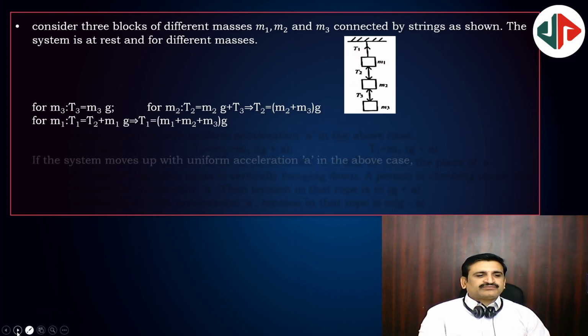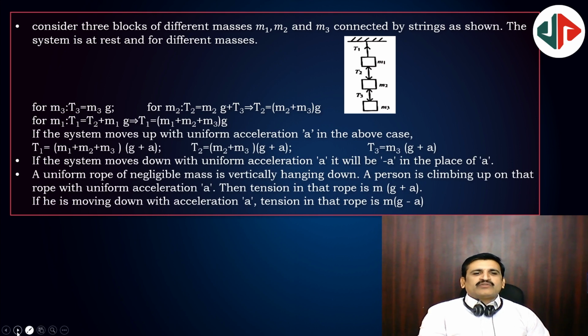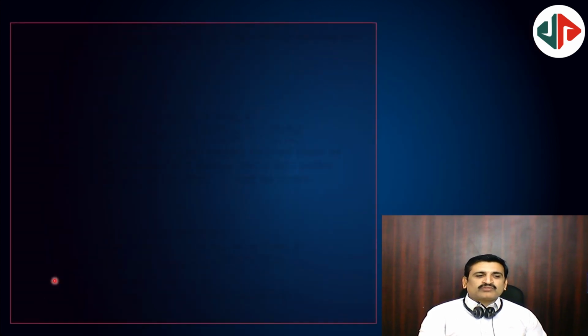Next, a uniform rope of negligible mass. A person is trying to climb onto the rope. If the person is climbing up, then m of g plus a. If he is sliding down, m of g minus a. Sliding down, m of g minus a. Climbing up, m of g plus a. Whatever is going up, m of g plus a, more tension, right? You have to pull the rope, isn't it?